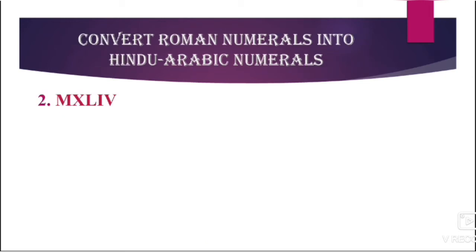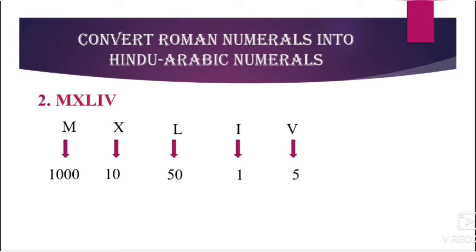Next, MXLIV. Write down all the values. The value of M is 1000. The value of X is 10. The value of L is 50. The value of I is 1. And the value of V is 5.